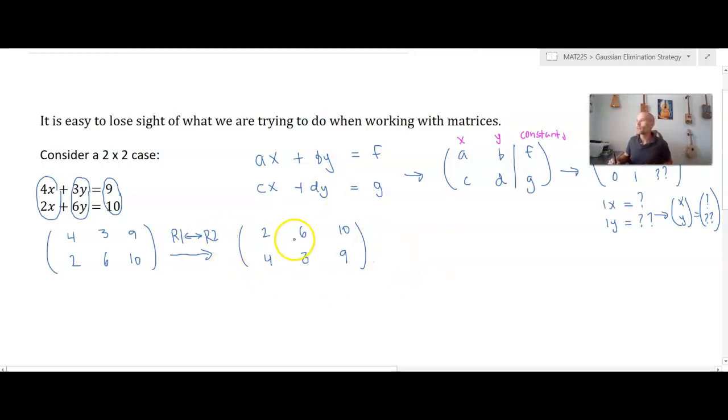They still intersect at the same point. The next thing I'm going to do is take, I see that if I take -2 times 2 and add it to 4, I'm going to get 0. So the second operation that I'm going to do is to eliminate the x coefficient in the second equation: -2 times row 1 added to row 2, and input that result into row 2.